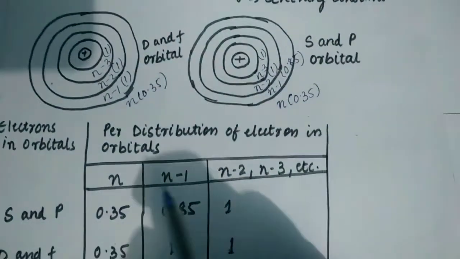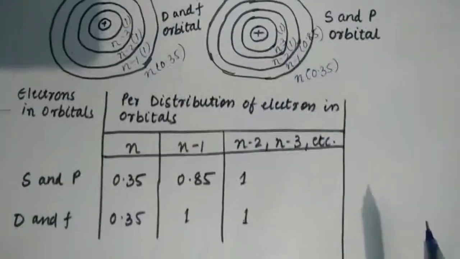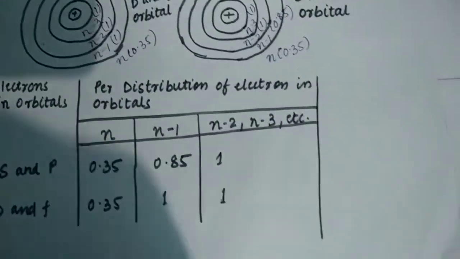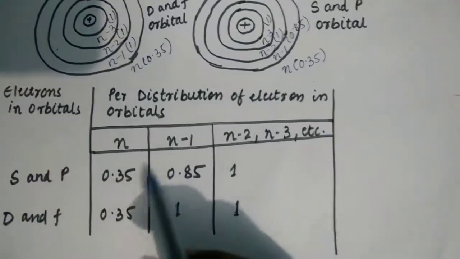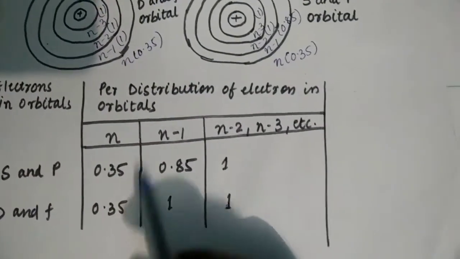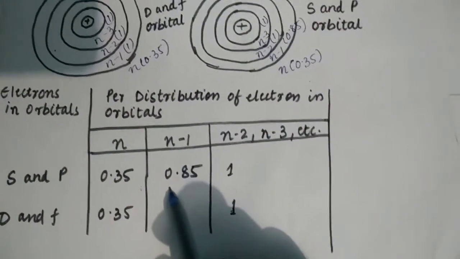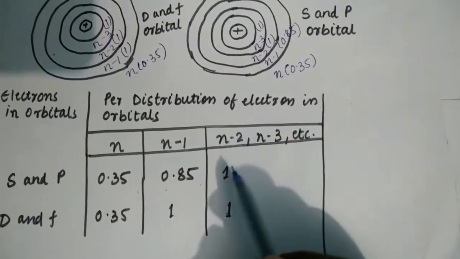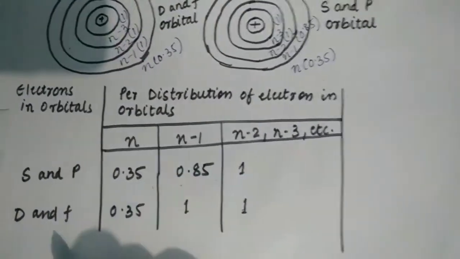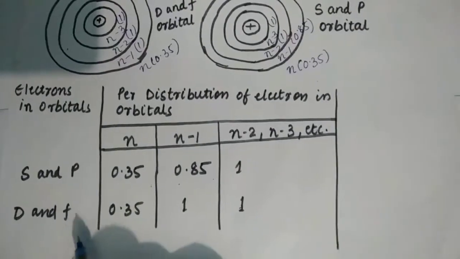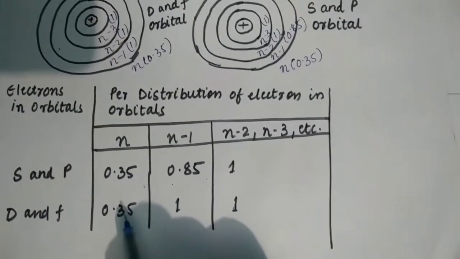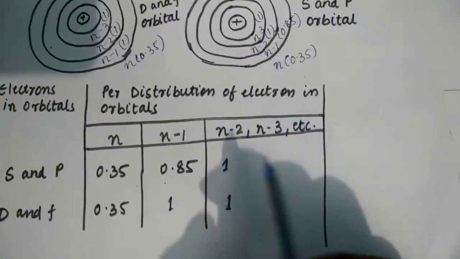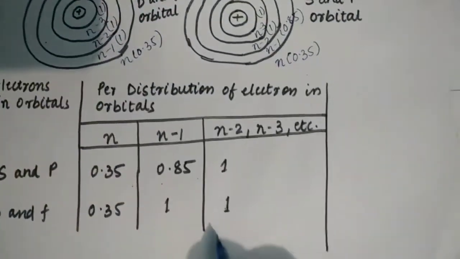Here I have plotted the table as I have explained earlier. We can see for the s and p case, the value of n becomes 0.35. For n minus 1, the value becomes 0.85, and for n minus 2, n minus 3, etc., the value remains 1. In the case of d and f orbitals, the value of n becomes 0.35, n minus 1 is 1 only, and for n minus 2, n minus 3, the value remains the same.